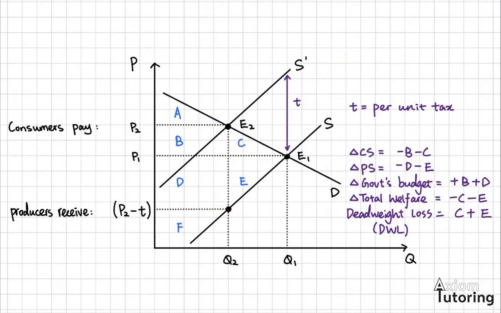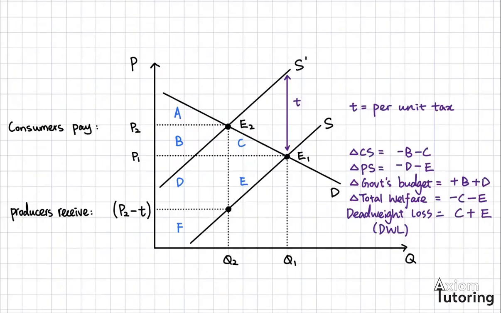Before the tax, consumer surplus is the area under the demand curve and above P1 up to Q1, so area A plus B plus C. After the tax, consumer surplus falls to the area under the demand curve, above the price they pay, P2, up to Q2, so area A. This loss of consumer surplus by area B plus C occurs because consumers now pay a higher price and consume fewer quantities. Producer surplus also falls.